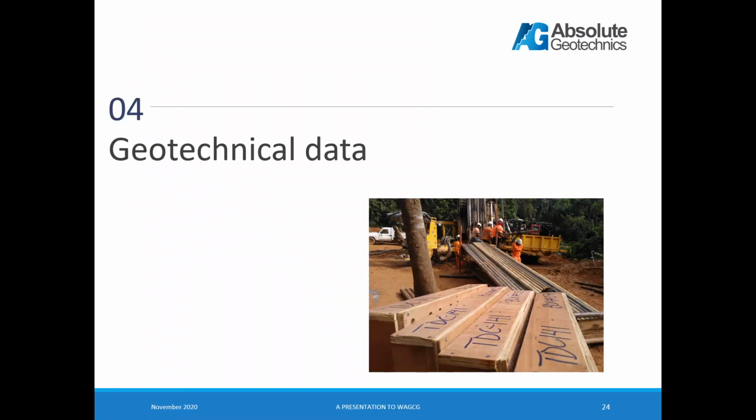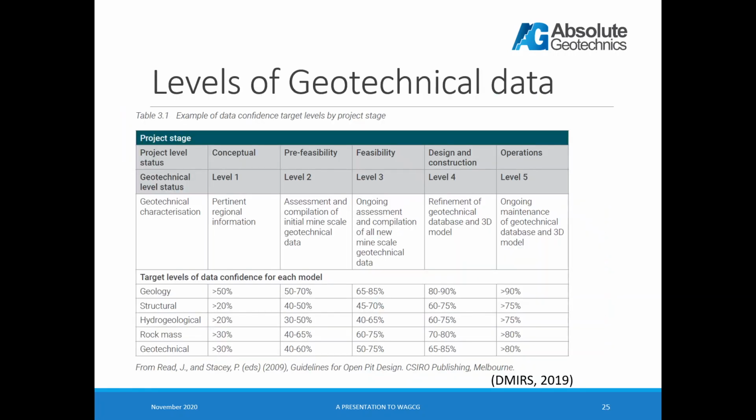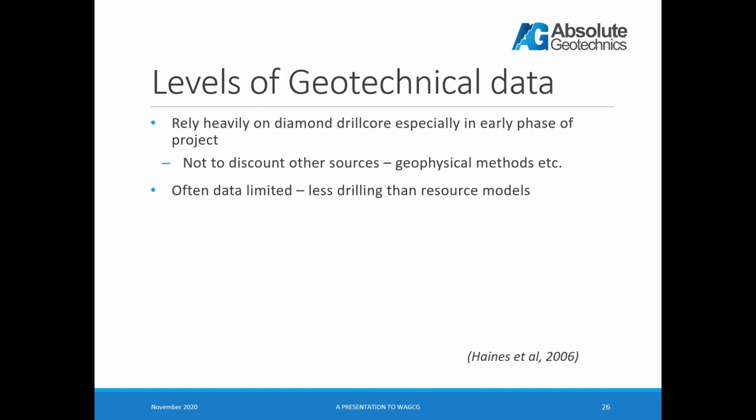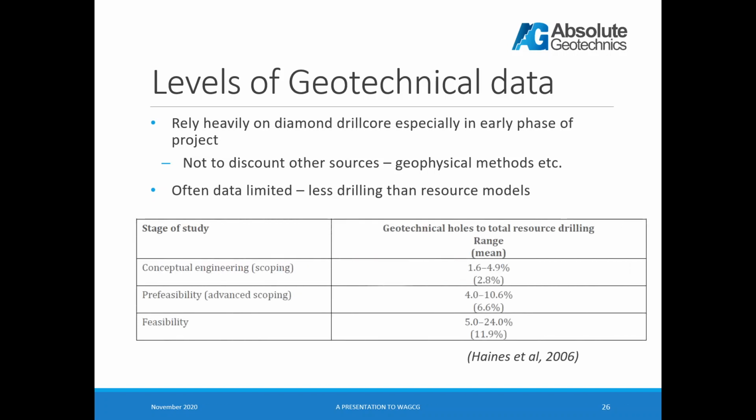So what I was going to talk about, geotechnical data. We're all familiar with this. You need to have a certain understanding of your geotechnical data to do design. At the early phase of projects, we rely heavily on diamond drill core. And that's not to discount geophysical sources or whatever. We're often data limited, with much less data than might be available from drilling. So there might be a lot more data on the ground, but not necessarily geotechnically accessible data. And that's where I thought, well, maybe I can use machine learning to look at whatever is available in this other 90% of the data to try and infer some geotechnical parameters.